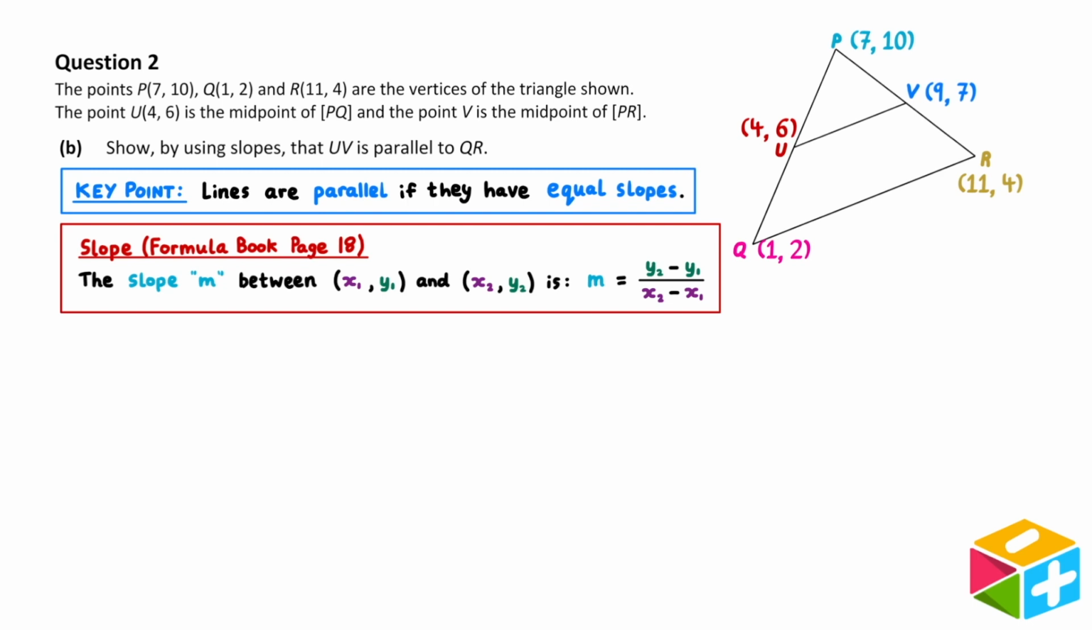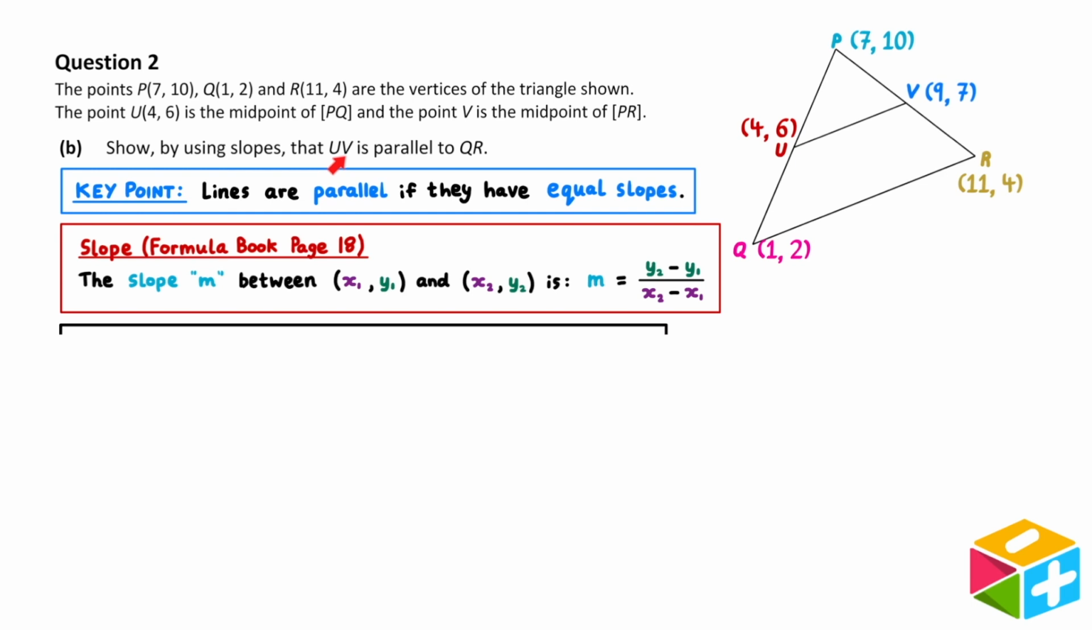Since we want to use slopes, we should look up the slope formula on page 18 of our formula book. It says that the slope m between x1, y1 and x2, y2 is m is equal to y2 minus y1 over x2 minus x1.